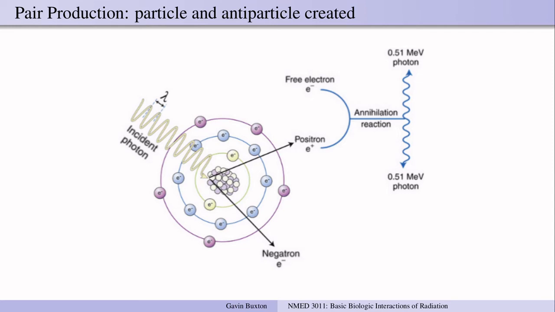And if the electron and positron recombine, if they annihilate each other, then two photons can be re-released, and you end up getting two 0.511 mega electron volt photons being emitted. Just a really curious one there with the pair production.